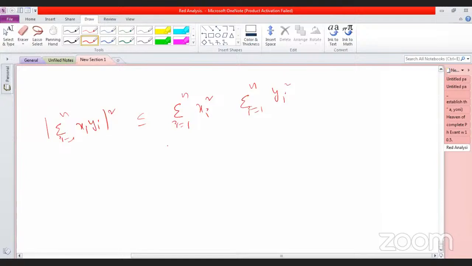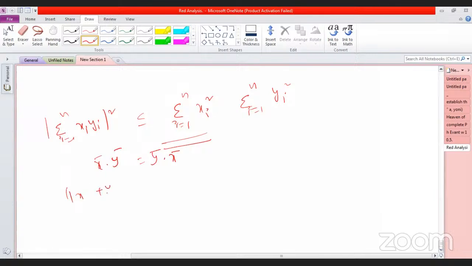Excuse me, sir. So therefore summation of i equals 1 x_i y_i whole square is less than or equal to summation of i equals 1 x_i square and summation of i equals 1 to n y_i square. So therefore we prove the condition, the formula, the fourth one, in the Cauchy-Schwarz inequality: x bar plus y bar is equal to y bar into x bar. This is a symmetry.